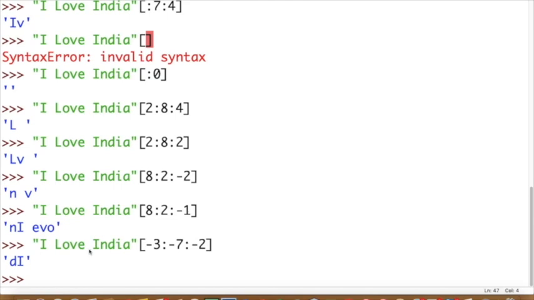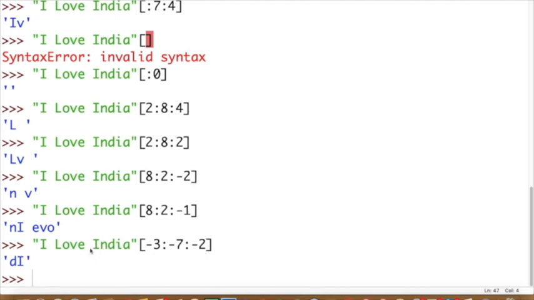So starting from D, we have to jump two letters. This space will also be counted because it is part and parcel of the string. The minus 6 is the index for this space, right? So we have to consider this space also, and its index is minus 6. Now let us find out how the slicing goes on.